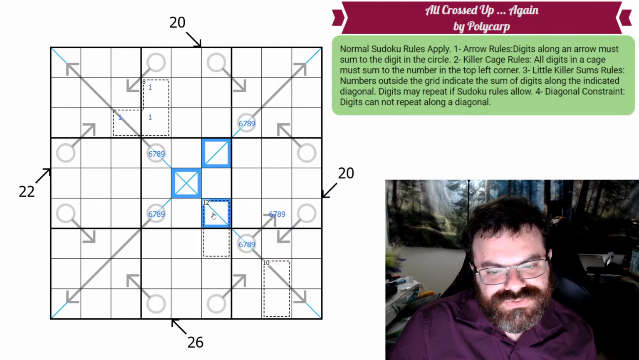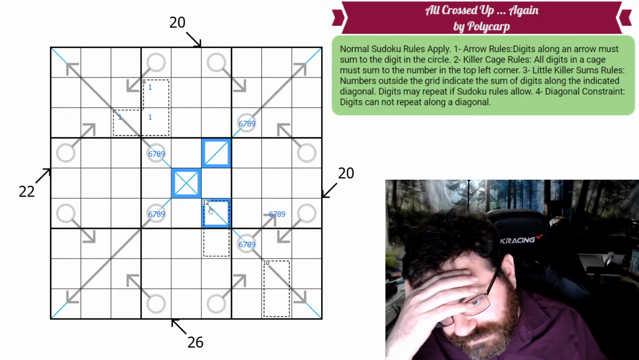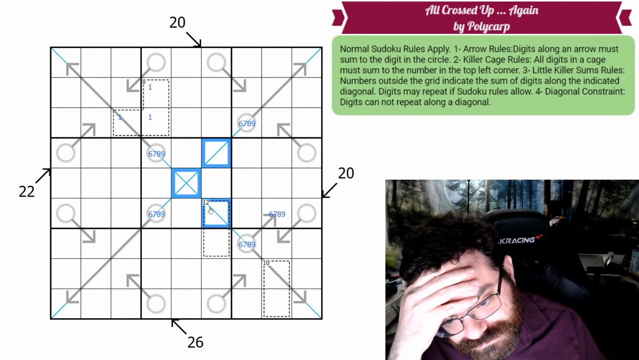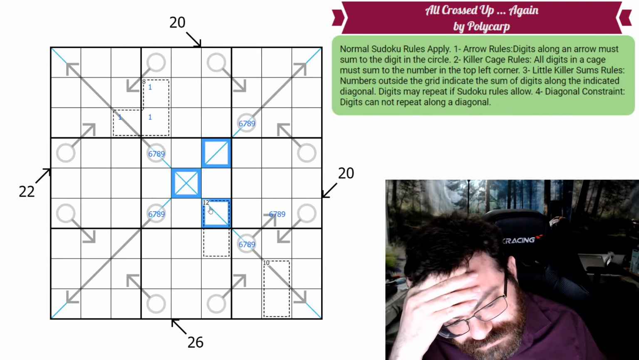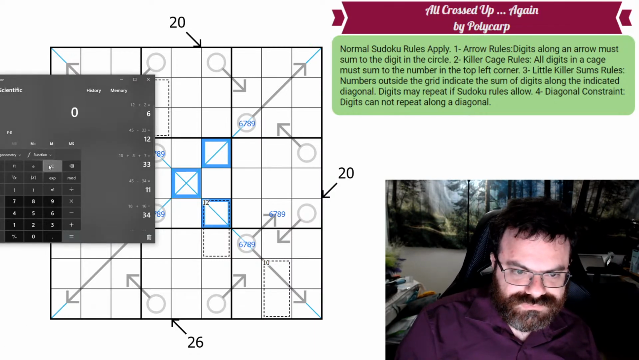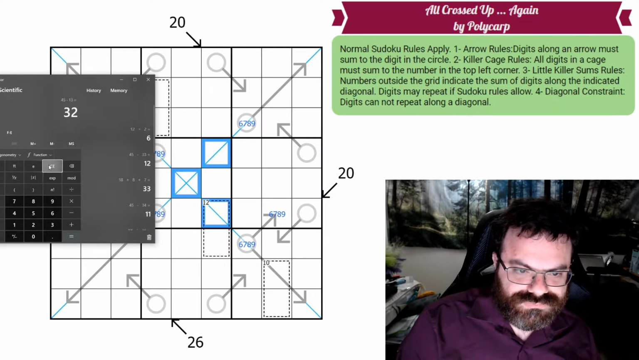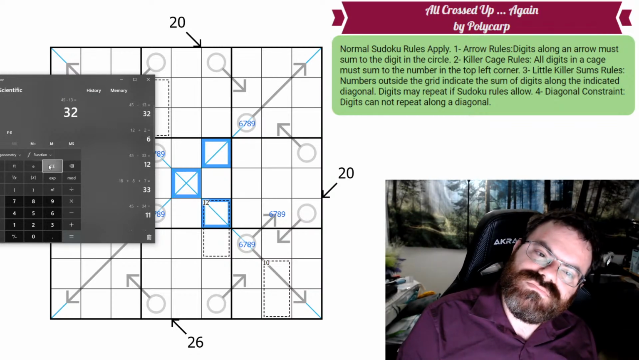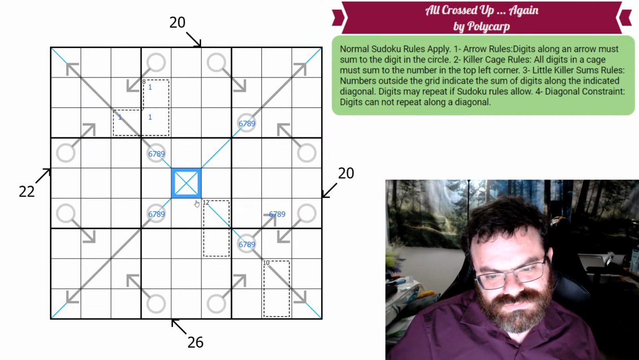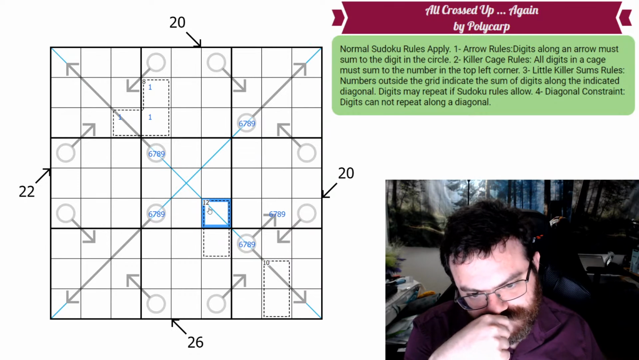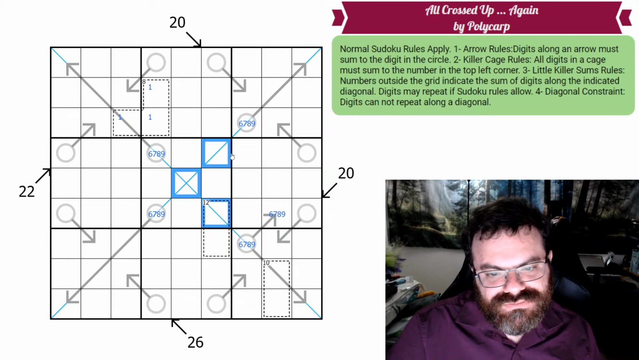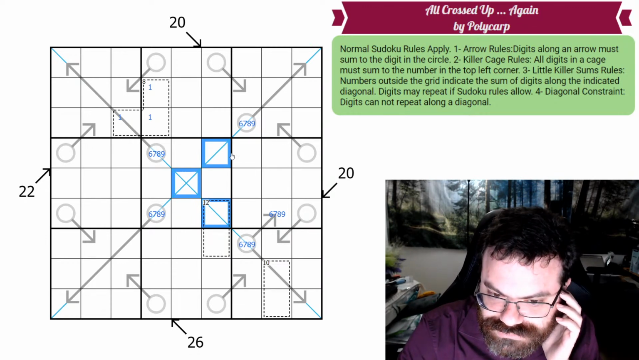So both of these add to 11, 13, or 15. Does 13 actually work? It does work. So that means they can't have 1, 2, or 3 on them.